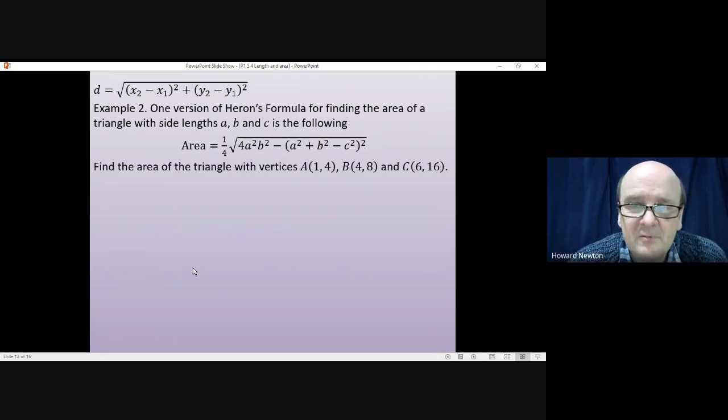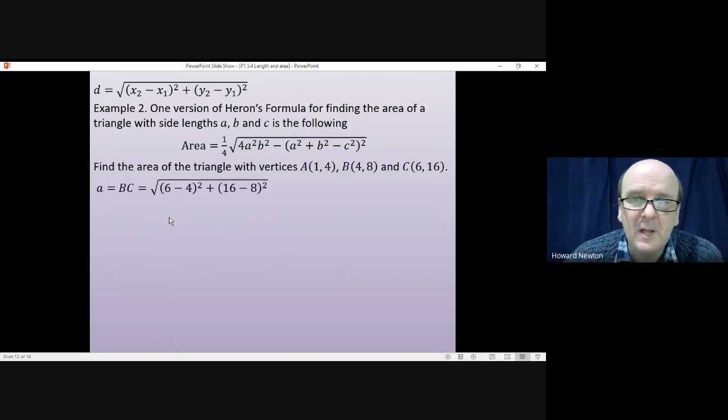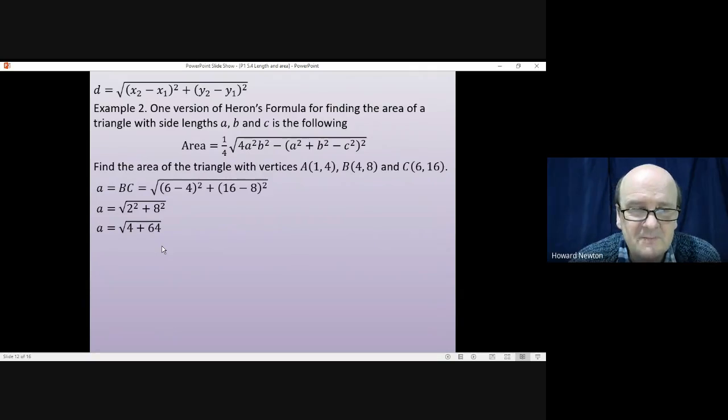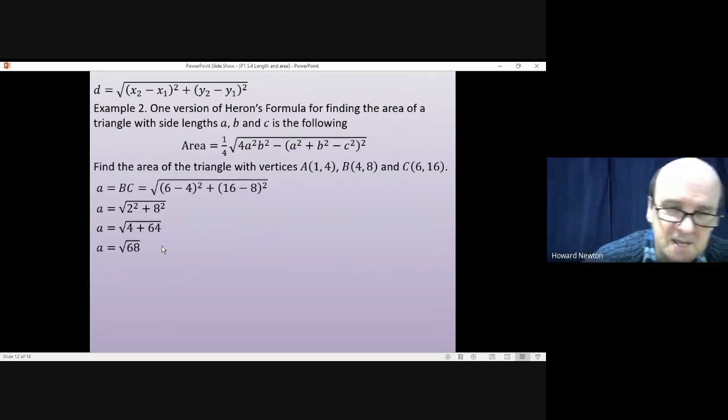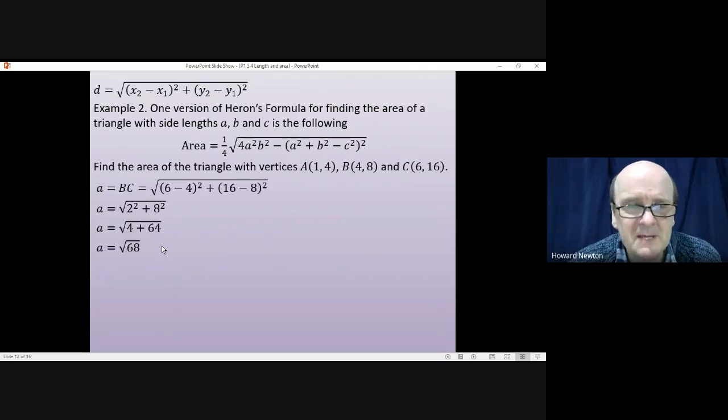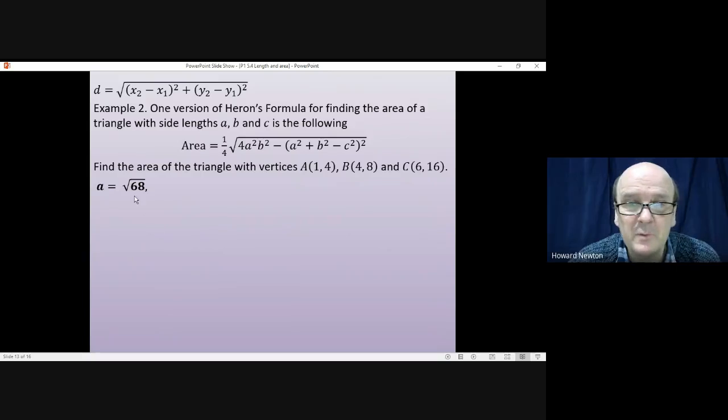Okay, let's follow this through. First of all, I'm going to find little a. Little a, using the normal convention, is the length BC. That will be the square root of (6 take away 4) squared plus (16 take away 8) squared, which gives me root of 2 squared plus 8 squared, which is the root of 4 plus 64, which is root 68. I'll leave it as root 68 for the moment. I won't write that down as a decimal. With this sort of question, it's normally better to use the exact value. Okay, that's what we found.